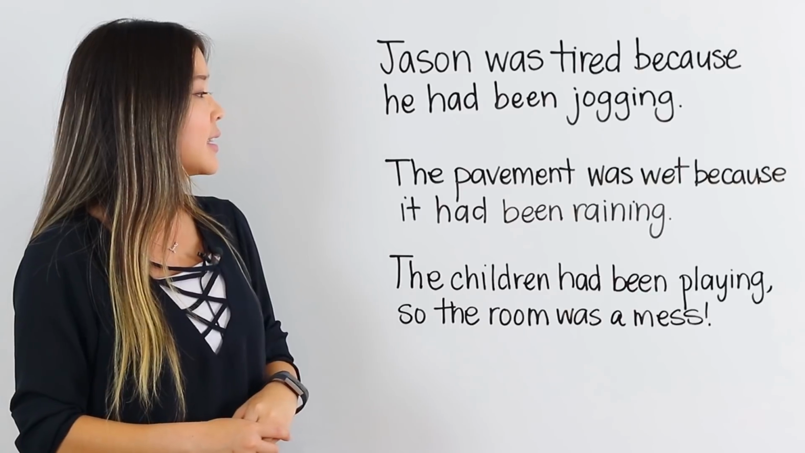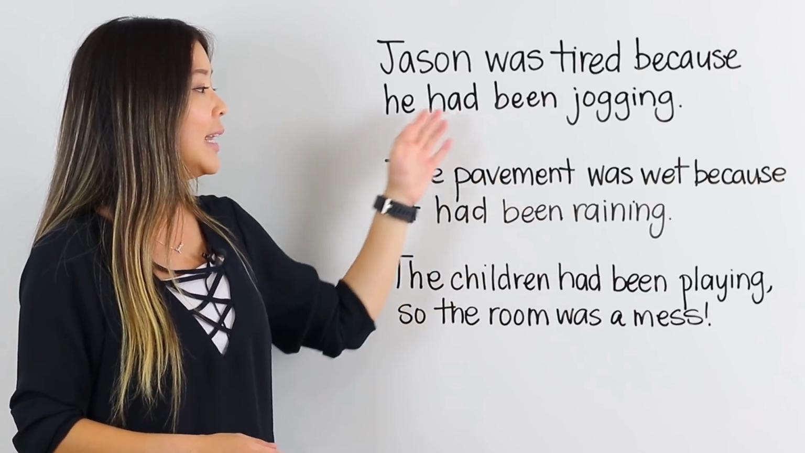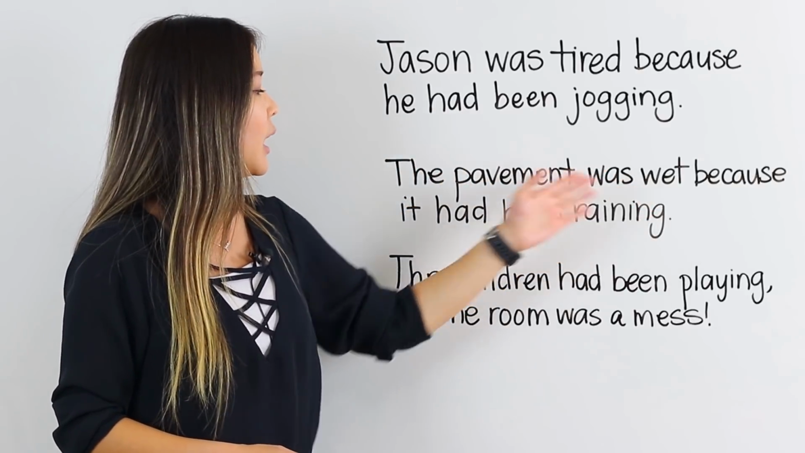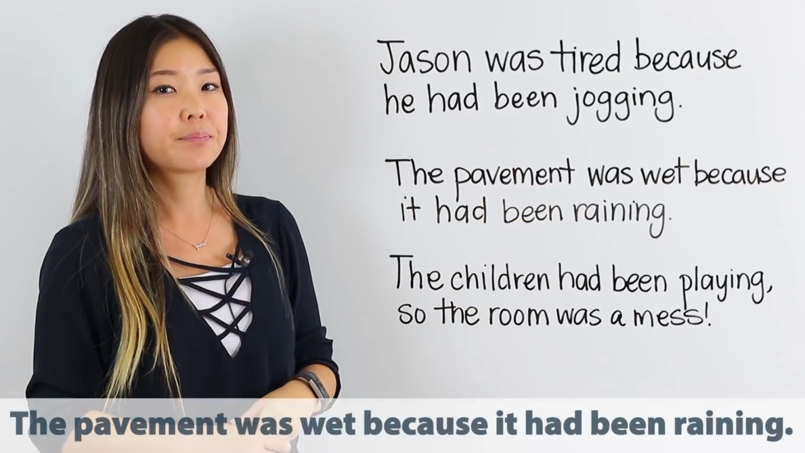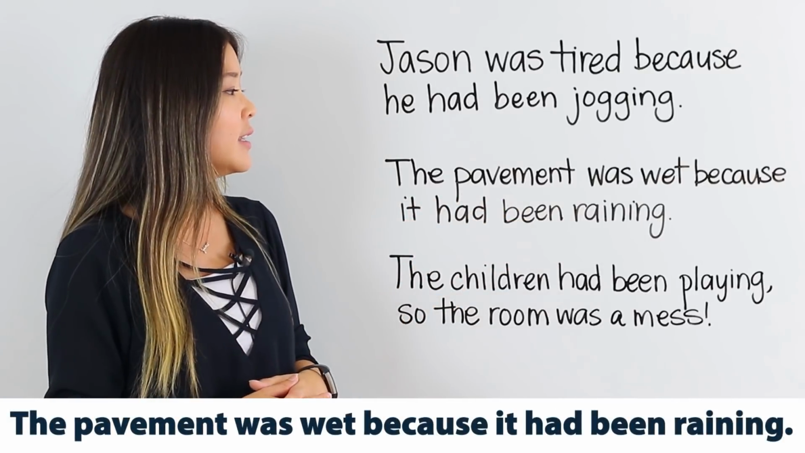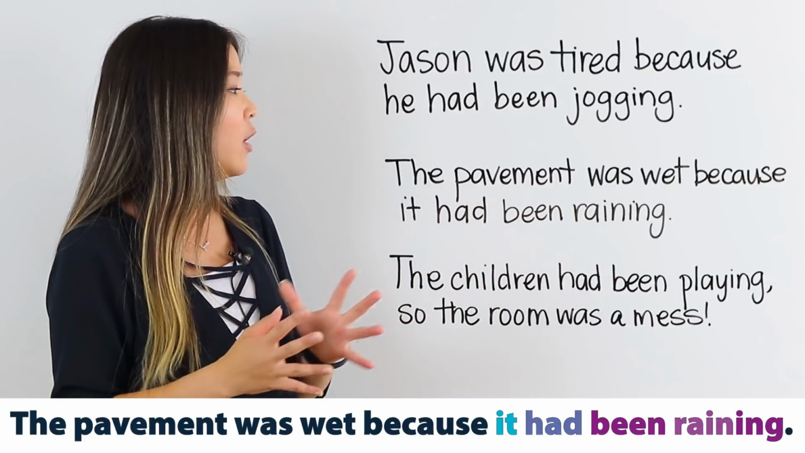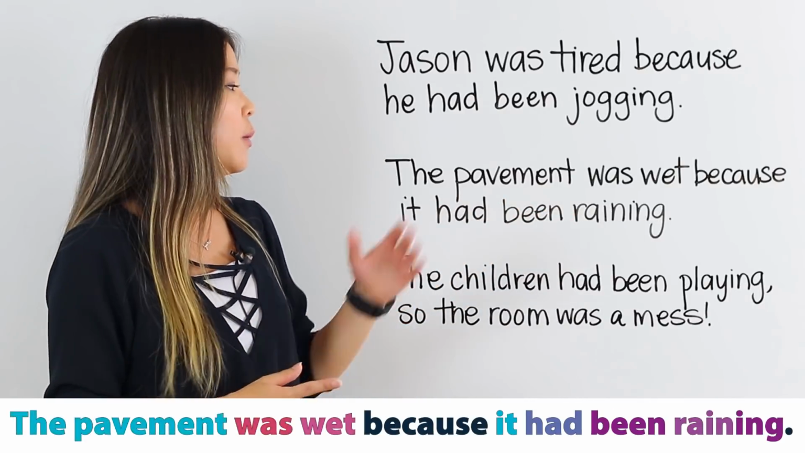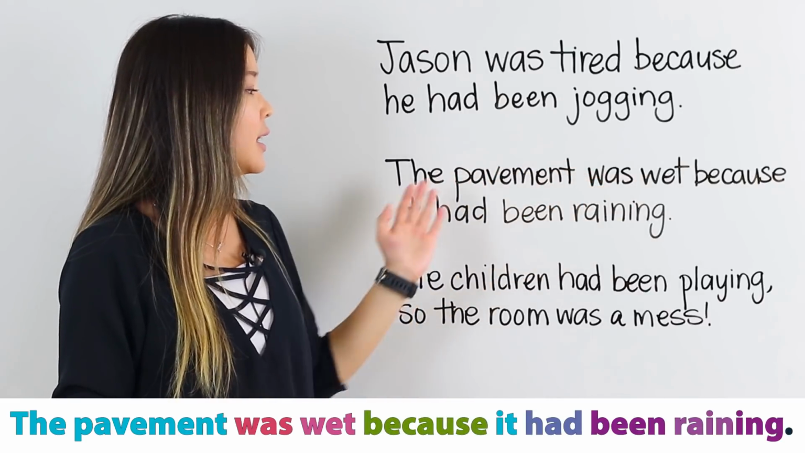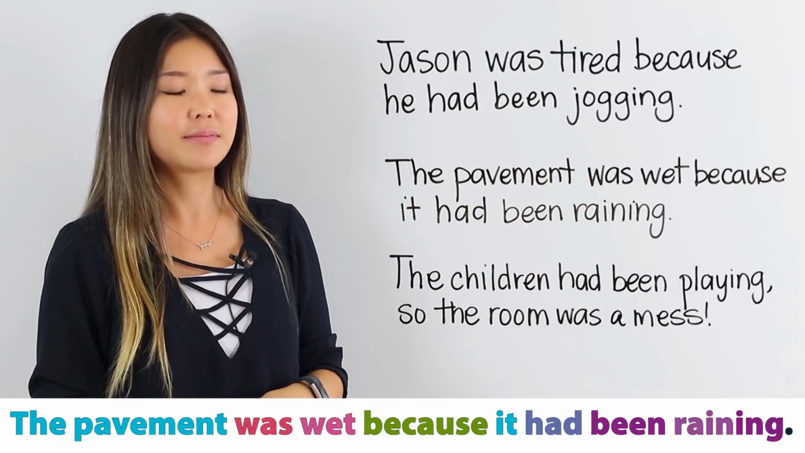The next sentence says the pavement, or it, was wet because it had been raining. Similar to the first sentence, it had been raining shows the cause. Why was the pavement wet? The pavement was wet because it had been raining.